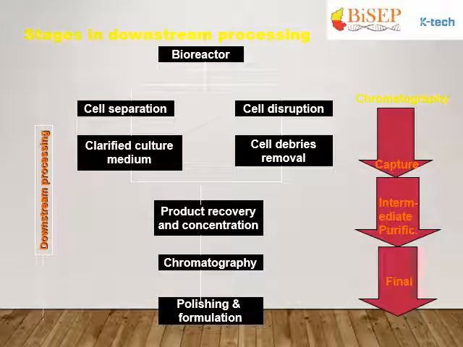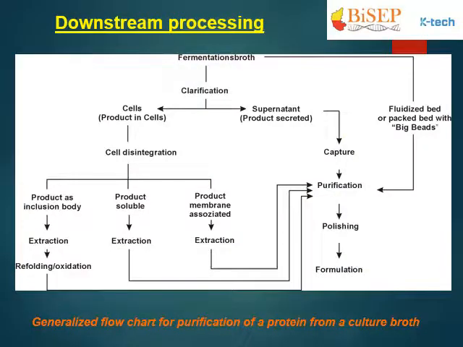Here it can undergo different phases of processing, that is either cell separation or cell disruption. Cell separation, where the clarified culture medium will go into the next stages of product recovery, concentration, polishing, formulation, and if it is cell disruption methods also, cell debris are removed and it goes into the successive steps. So if you see in totality, this is the picture of how downstream processing occurs from the fermentation broth.